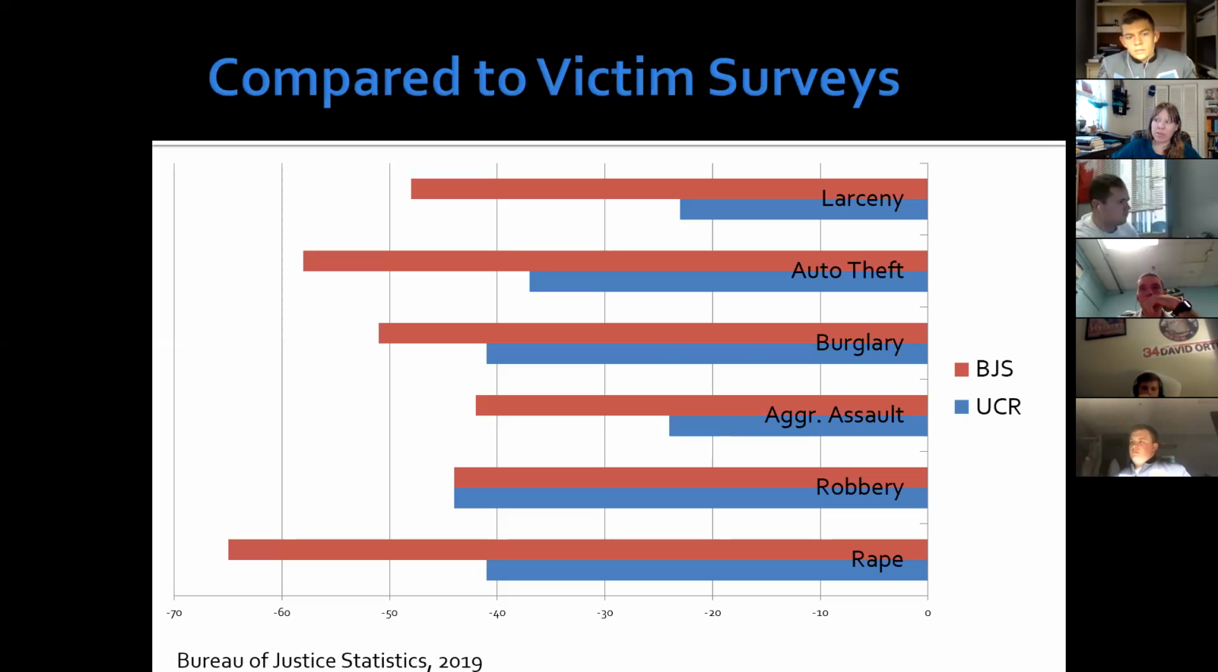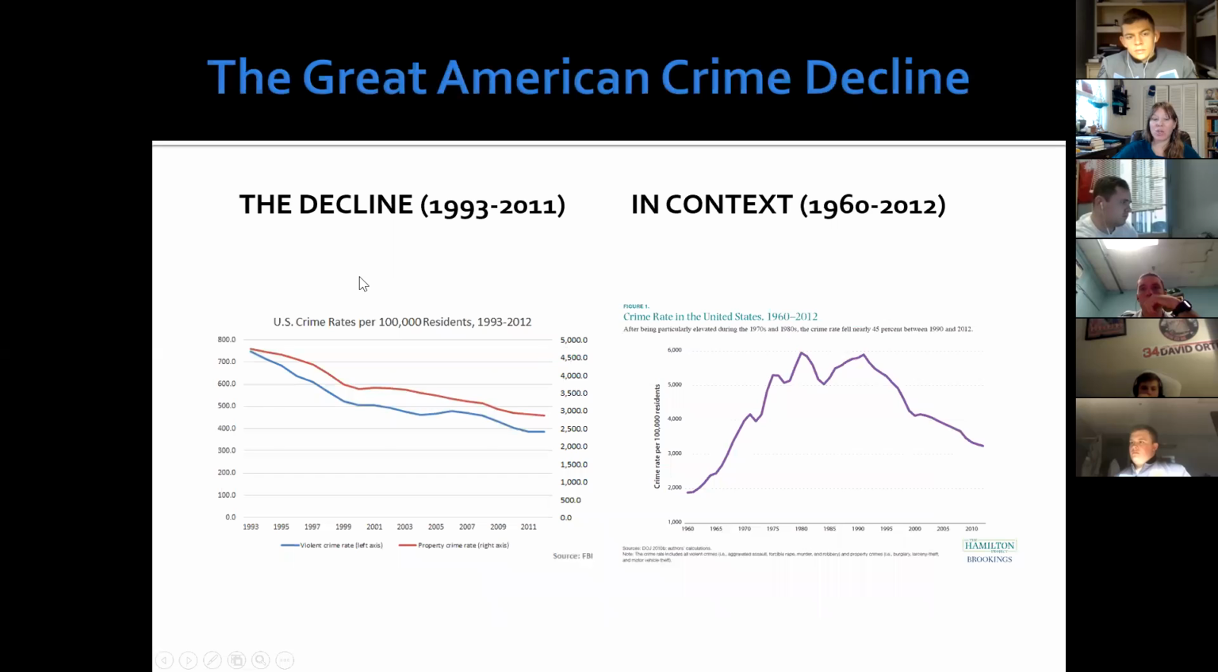Something else that's important to point out when you look at this is that it's a gradual decline. It's not like a huge sharp turn. We keep seeing it go down incrementally, which makes it a lot harder to pinpoint a single cause for that decline.